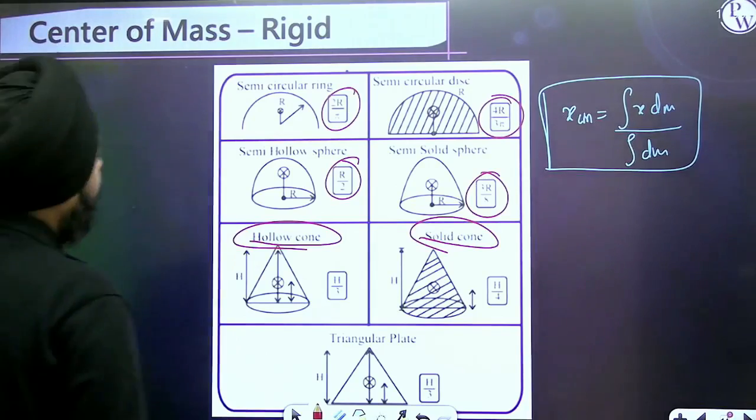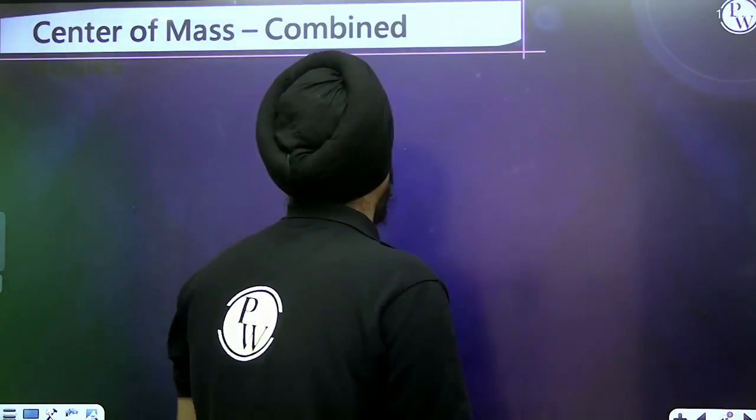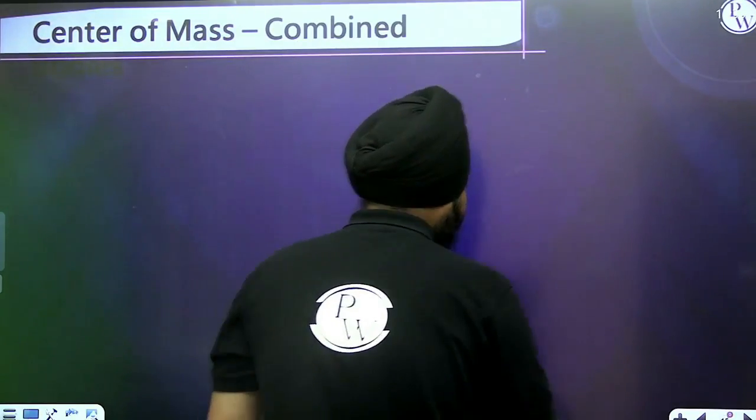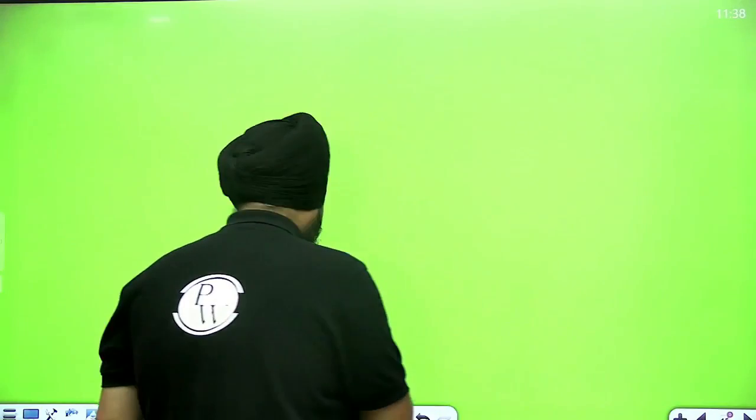So this is the formula that has been used. Now we are going to identify the cases of the rod. For that I need an extra slide. So let's begin with it.